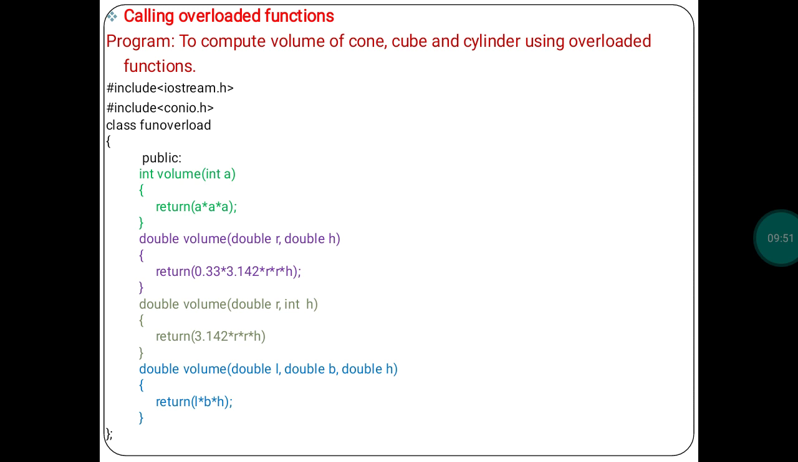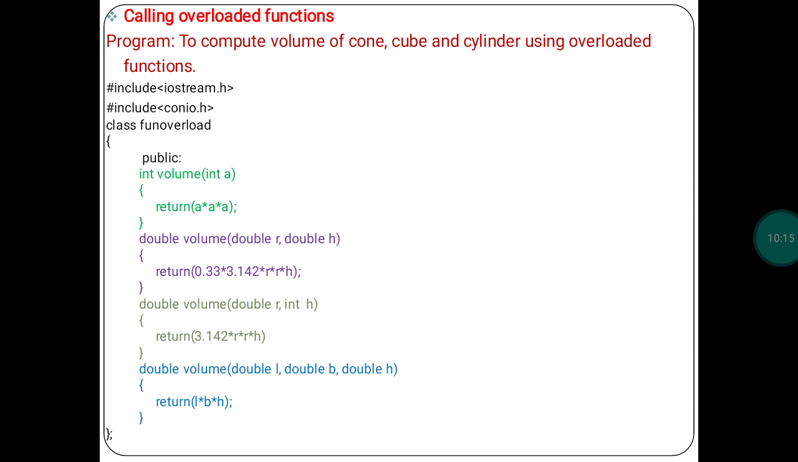Again, double volume(double R, int H). So in this program, the function name is again the same, that is volume. Function name is same, that is volume(double R, int h).